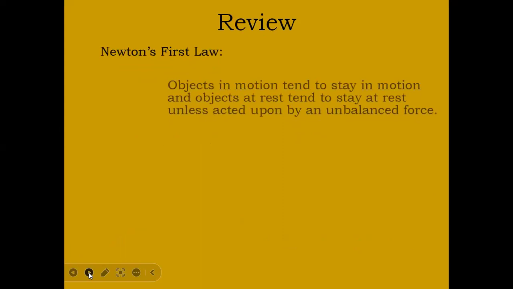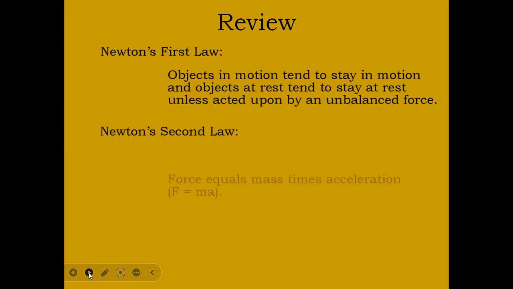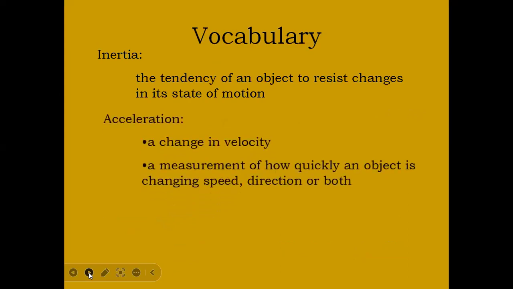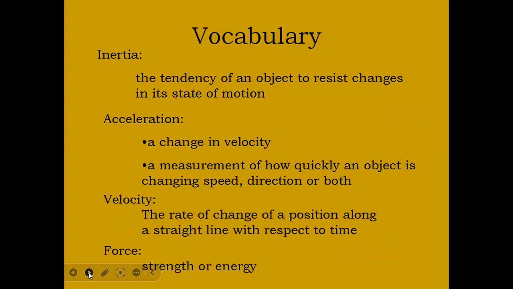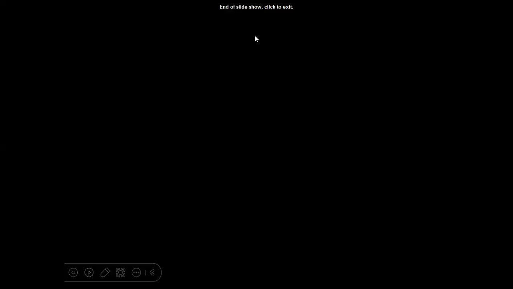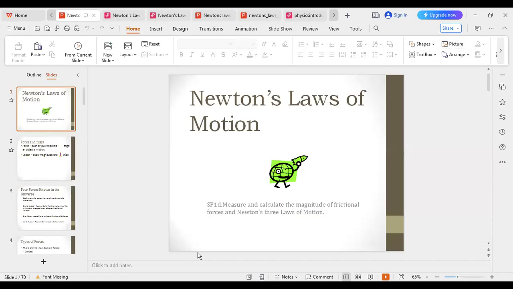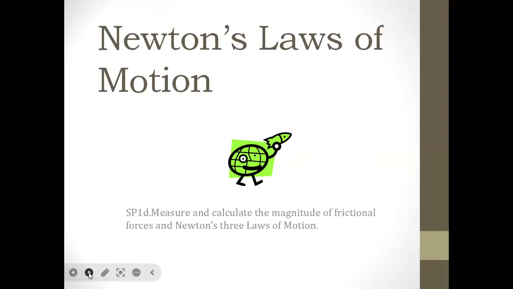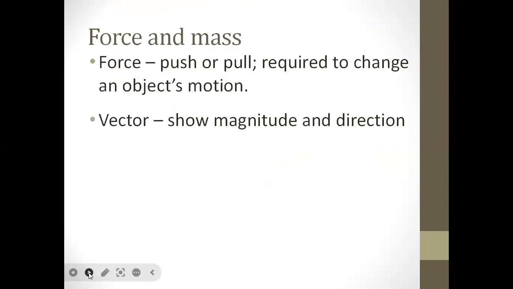This is the review. Newton's first law, Newton's second law, Newton's third law. Inertia means the tendency of an object to resist changes in its state of motion. Acceleration is this also. Force, velocity. So from this point of view, Newton's laws of motion, we have to discuss force and mass. Actually, force means what? A push or pull required to change an object's motion; a vector, showing magnitude and direction.